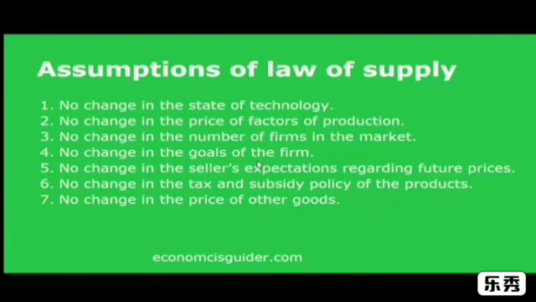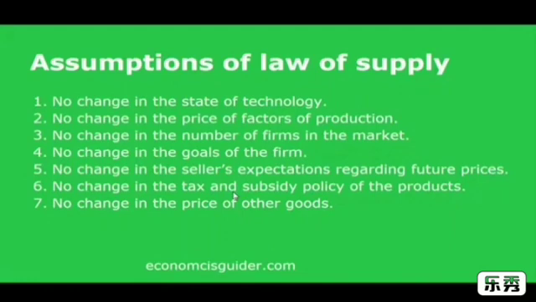The next are the assumptions of the law of supply. The first assumption of the law of supply says that there is no change in the state of technology. Then, no change in the price of factors of production. Then, no change in the number of firms in the market. No change in the goals of the firm. And no change in the sellers' expectations regarding future prices. And no change in the tax and subsidy policy of the products.